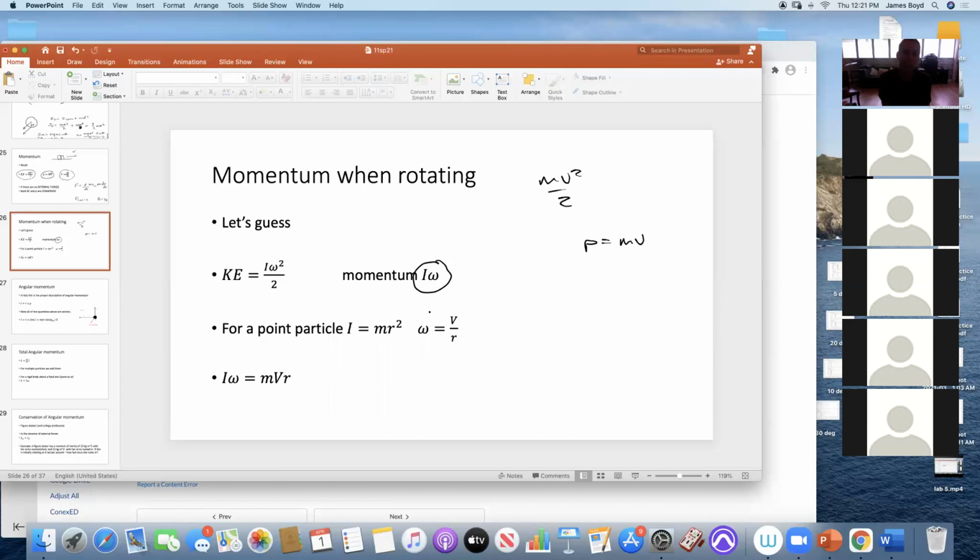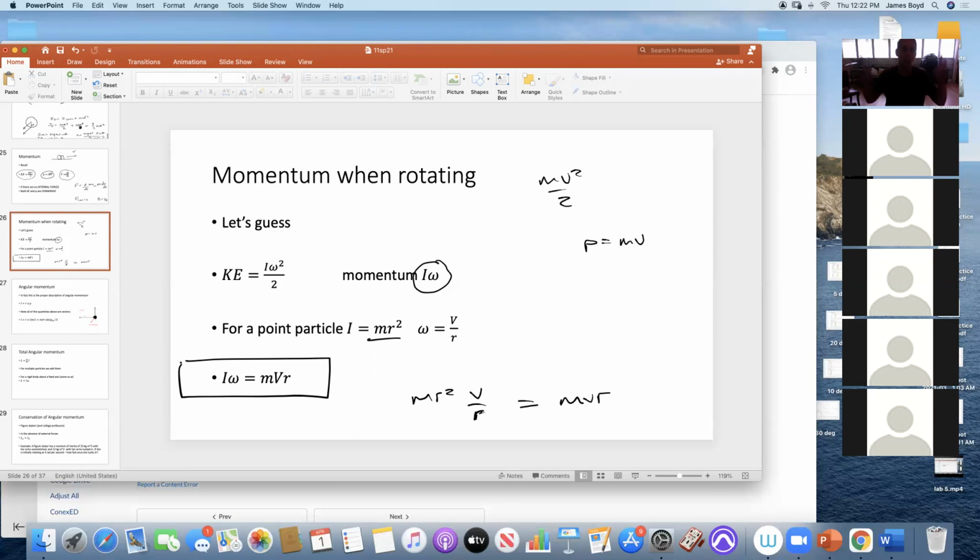for rotation. And we're going to call that an angular momentum. Well, turns out for a point particle, I is mr squared, and omega is v over r for rolling without slipping. If we put those in, we get I is mr squared, omega is v over r, one power of r cancels, and we get mvr. This is a quantity that we call angular momentum.